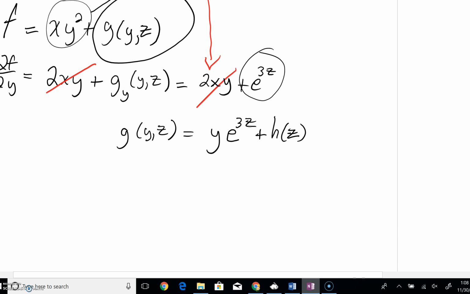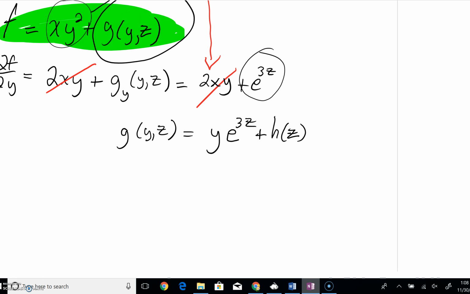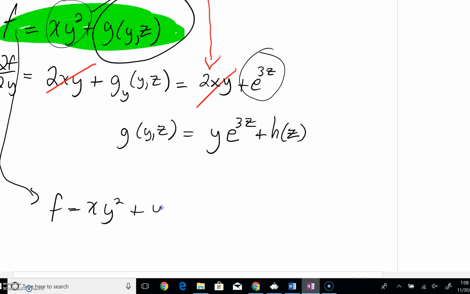Now, we can go right back up to our f and say, well, now I know a little bit more about f. In fact, I know a lot more about f. You see, f was xy squared plus that function g. Well, right now I could say, well, you know what? I can write it a little bit nicer, a little bit more informatively. That g is really y e to the 3z, and then I've got some function of z. Look at that.